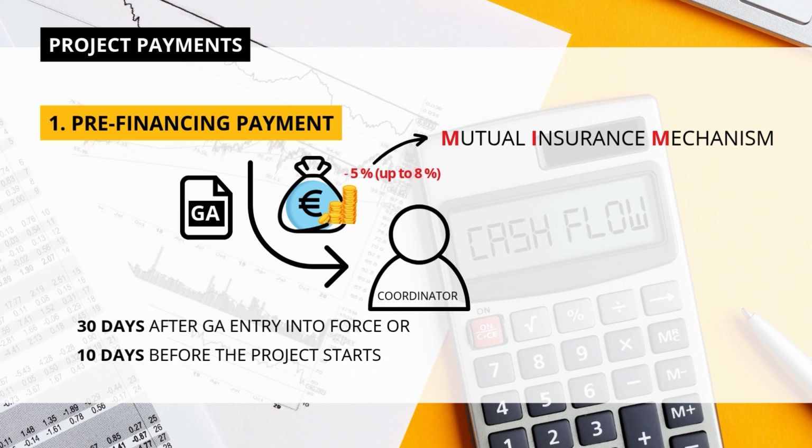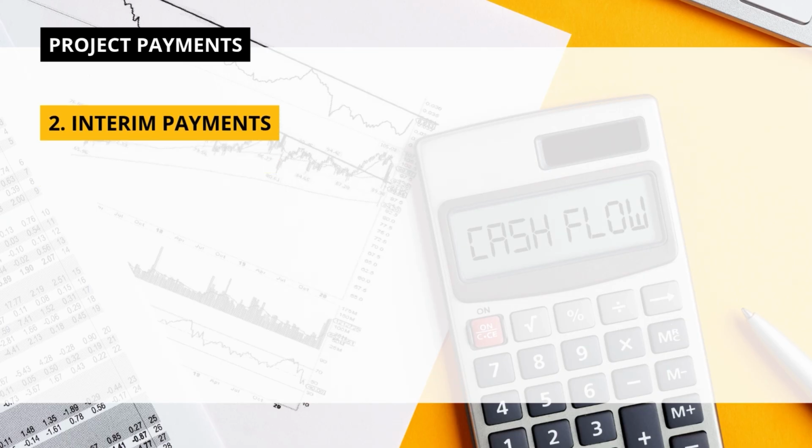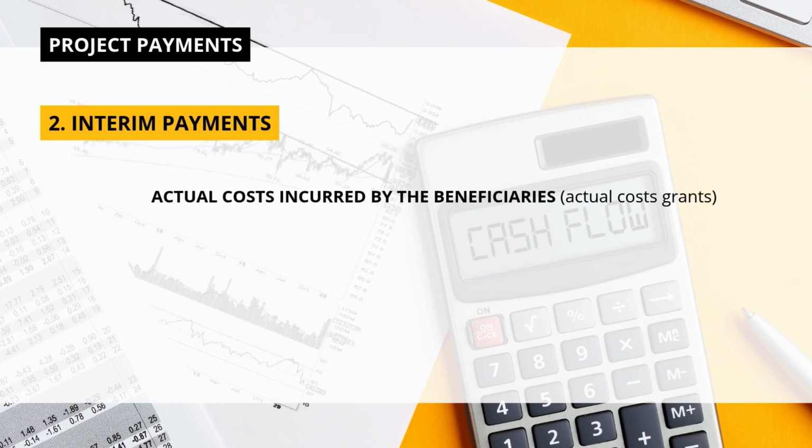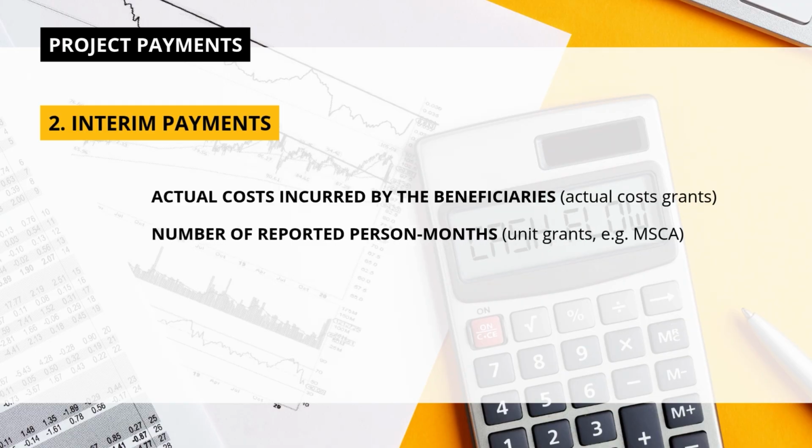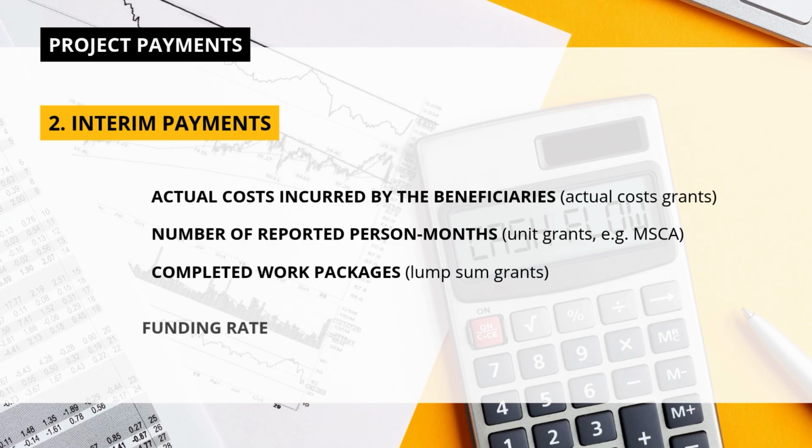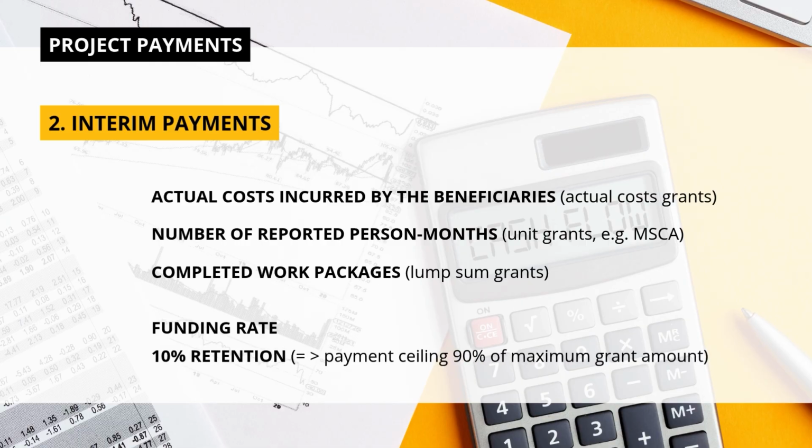The amount of each interim payment depends on actual costs incurred by beneficiaries, or number of reported person months, or completed work packages. Additional factors impacting the payment amount include the funding rate that is specified in the grant agreement and a 10% retention, withheld by the granting authority until the final payment. The granting authority transfers the interim payment to the coordinator's account within 90 days after receiving a complete periodic report.